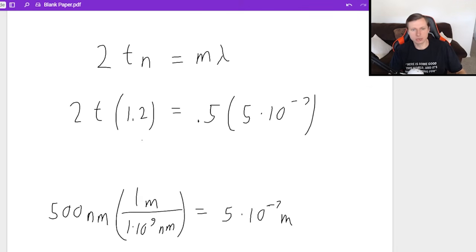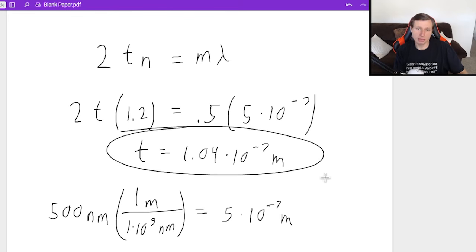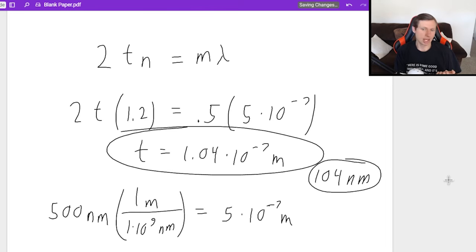And then again, to solve for t, I am just dividing by 1.2 and dividing by 2. Let's plug this in our calculator and see what we get. 1.04 times 10 to the minus 7th meters. Or again, if you want your answer in nanometers, because sometimes they ask for that, this would be 104 nanometers, because you'd multiply it by 10 to the 9th. And that's going to do it for thin film interference.